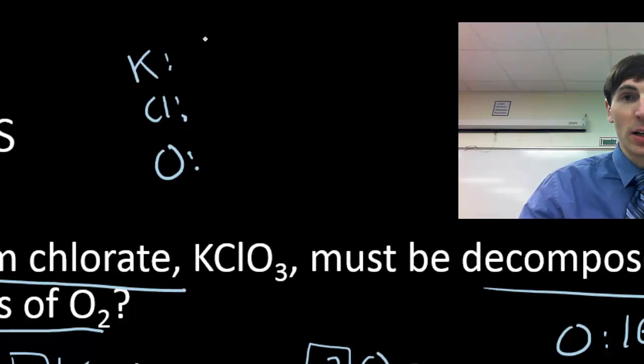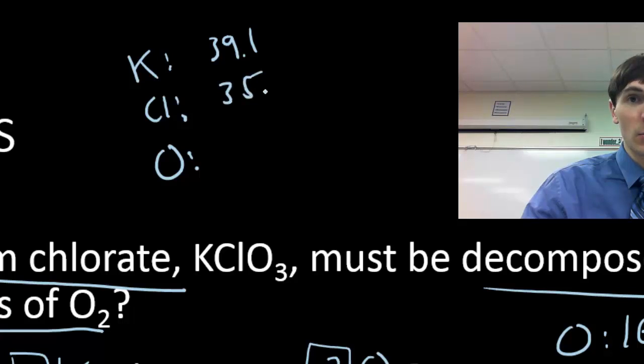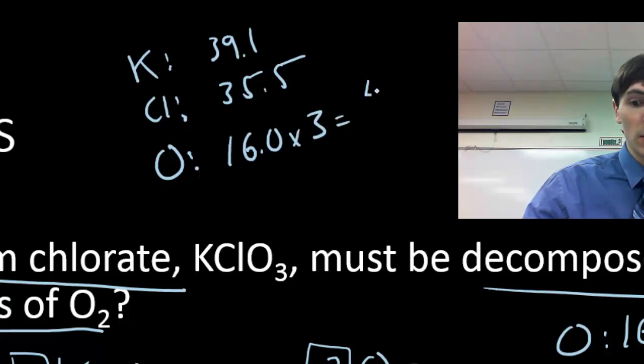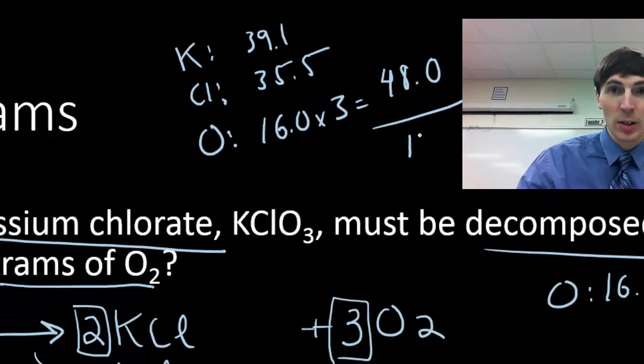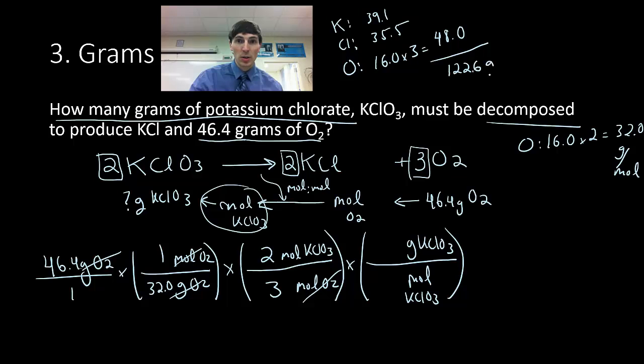Now I'm going to have to worry about those subscripts again. So K, I look it up in my periodic table, rounded to 1 decimal, is 39.1. Chlorine is 35.5. Oxygen is 16.0, but we have 3 of them, so that's going to be 48.0. We add up all of those, and the molar mass is going to be 122.6 grams for every 1 mole. So now I can use that as a conversion factor: for every 1 mole of potassium chlorate, it has a mass of 122.6 grams.